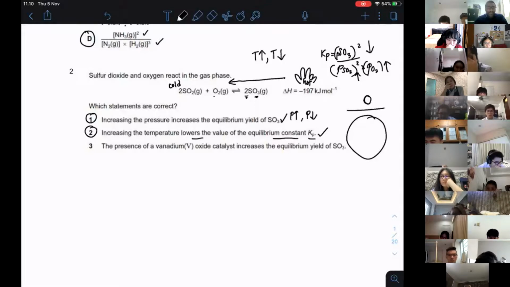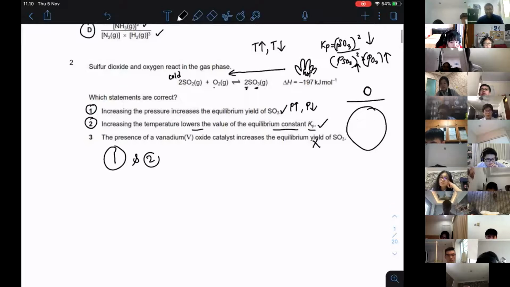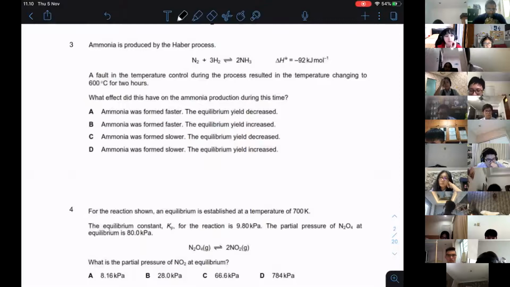For even, do you think that is true? No. Catalyst only increases the rate of forward and backward reactions, but they do not change the position, or actually increase any kind of yield. So this is wrong. The answer is 1 and 2. Okay, let's move on. Here, ammonia is produced in the Haber process.